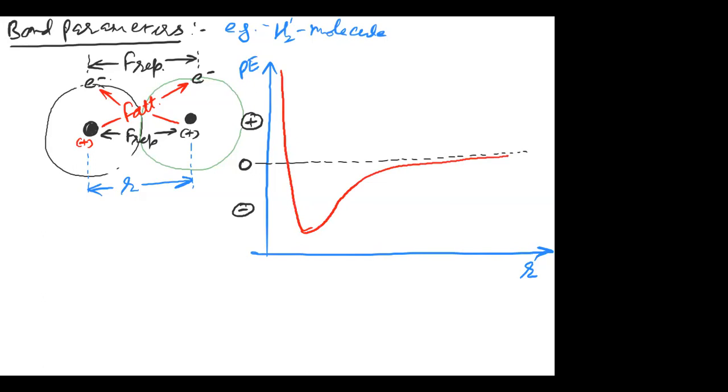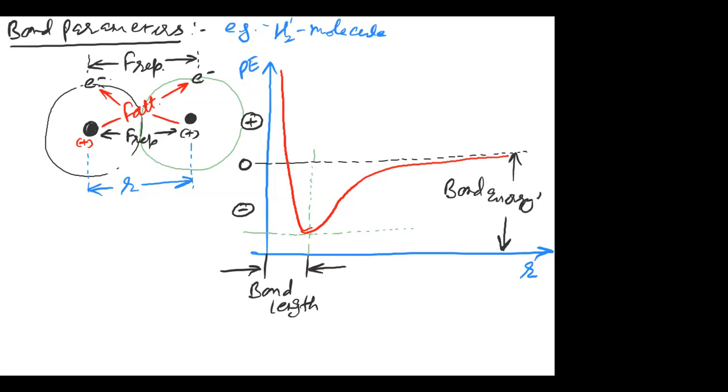When force of attraction dominates, potential energy is going to be negative. If force of repulsion dominates, potential energy is found to be positive. So this is the condition of stable equilibrium. And this distance is going to be the bond length. Similarly, this energy is bond energy or bond dissociation energy. This energy is nothing but bond energy or bond dissociation energy.